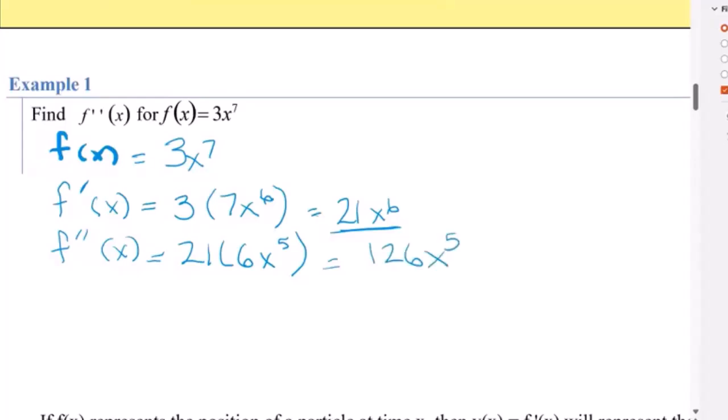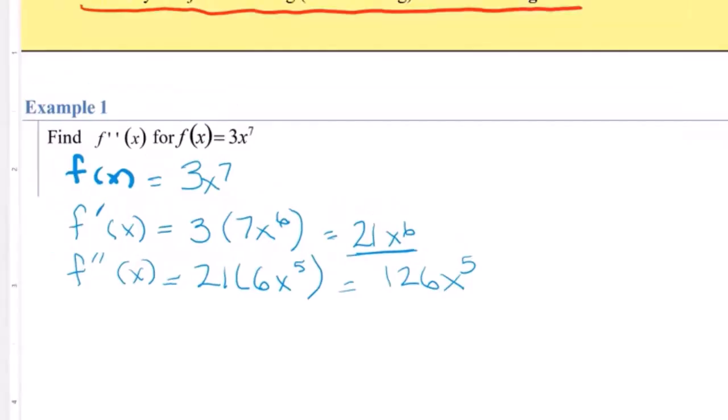And I could keep doing this until I run out. At some point, it's going to be 0 because I'm going to go to a constant, then I'm going to 0. Okay? That if I have a graph, okay, so let's make this -1 and +1.